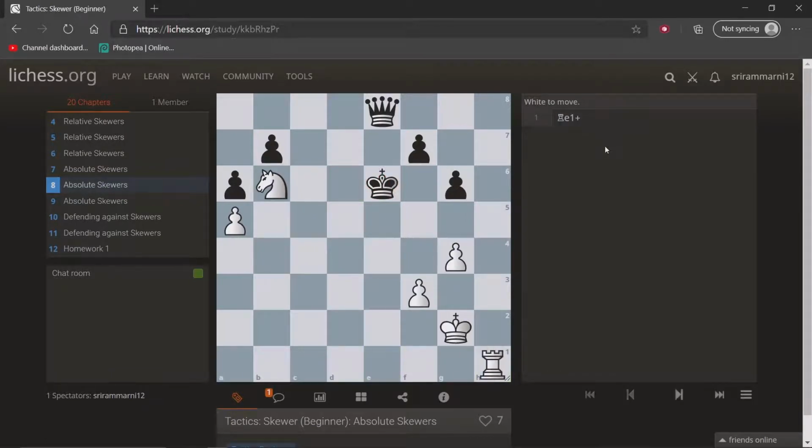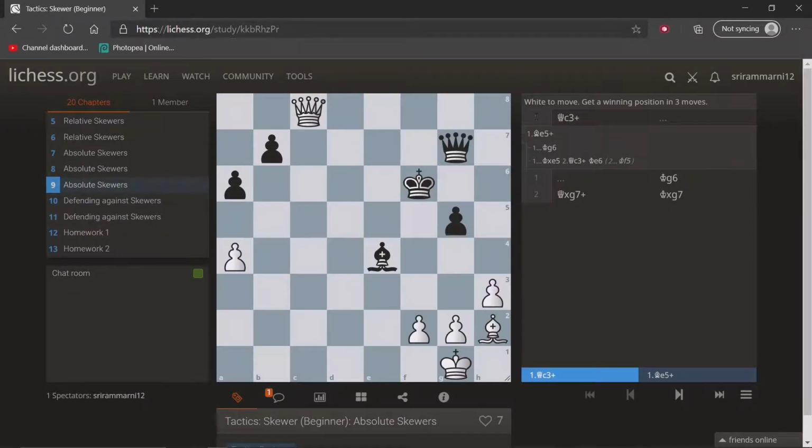So now, here is one more puzzle. It's white to move. Again, an absolute skewer, where the king is the one being skewered. Remember, if you want to pause the video and solve it for yourself, you can. But the answer is rook to e1 check. The king can only move to either f6 or d6. No matter what happens, we simply can take the queen.